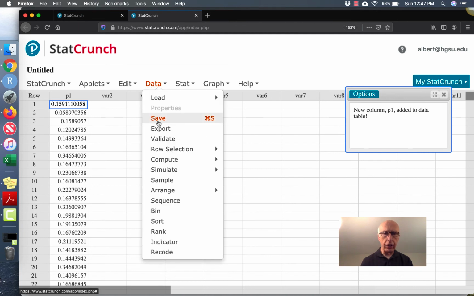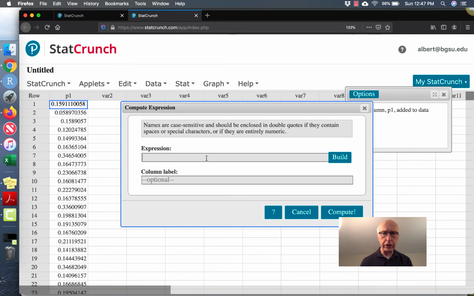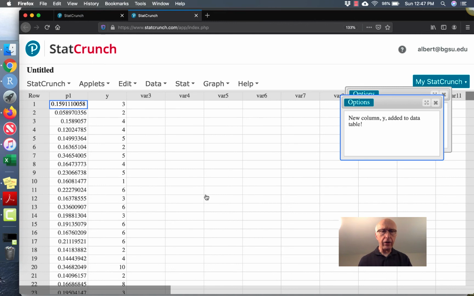And next what I'll do is go to compute expression. I want to simulate a random binomial. I'm going to do 1,000 values where the sample size is 20 and the probability of success is P1, and I'll call that Y. Okay, so the values in Y are simulated from the predictive density.